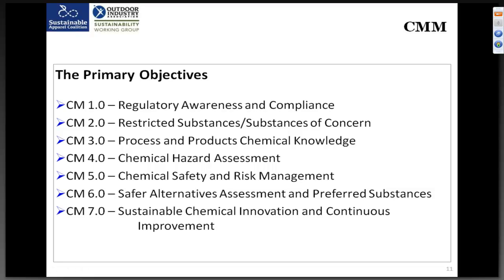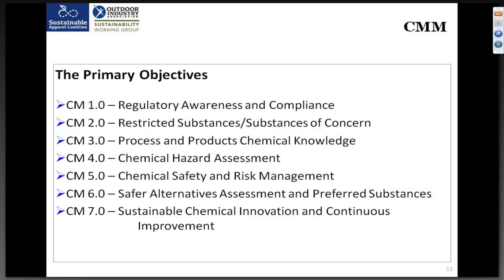So now what are the primary objectives? The primary objectives: first, regulatory awareness and compliance. Second, restricted substances and substances of concern. Third, process and product chemical knowledge. Number 4, chemical hazard assessment. Number 5, chemical safety and risk management. Number 6, safer alternatives assessment and preferred chemicals. 7, sustainable chemical innovation and continuous improvement.